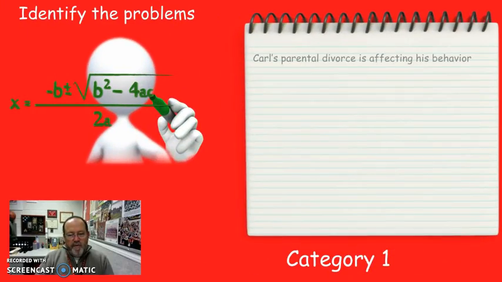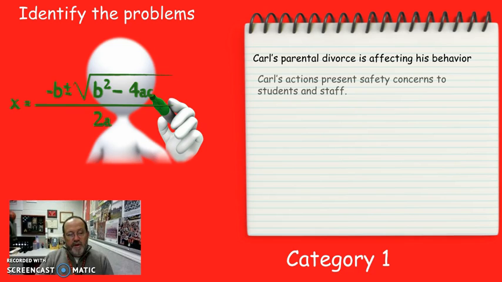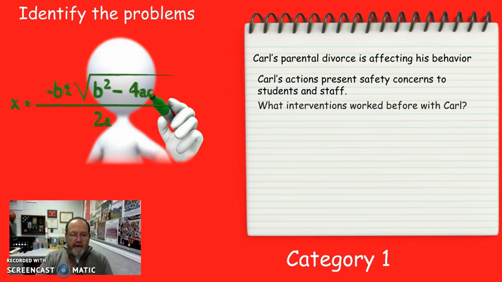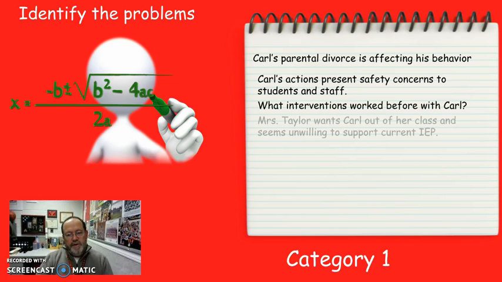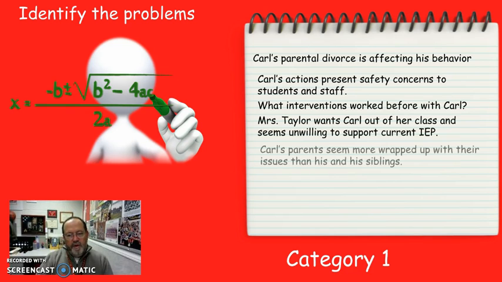Identify the problems, category 1. Carl's parental divorce is affecting his behavior. Their attitude toward each other certainly rubs off on children very easily. Do Carl's actions present a safety hazard to teachers and other students? What in his current IEP, before the new one, what kind of interventions may have worked before with Carl?